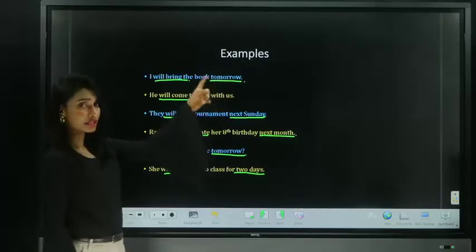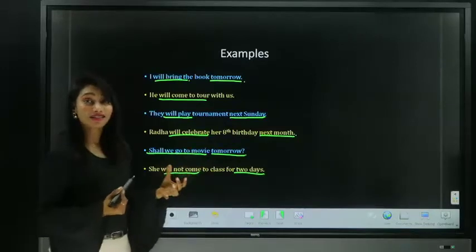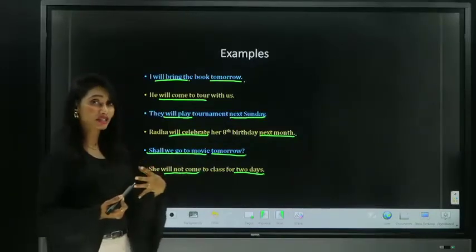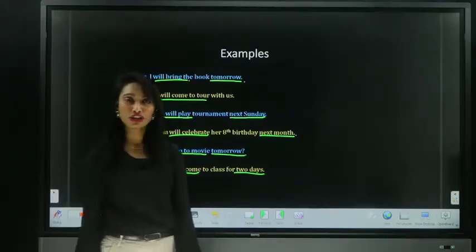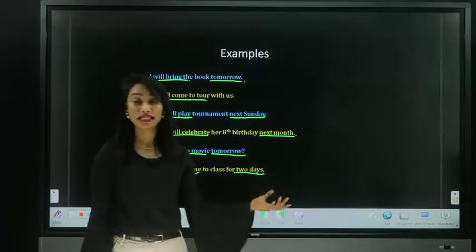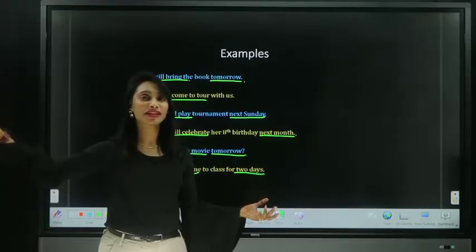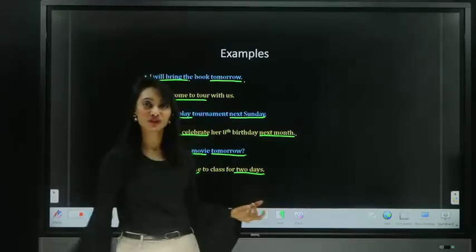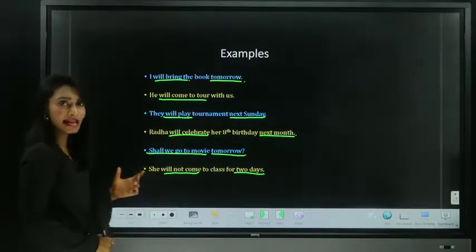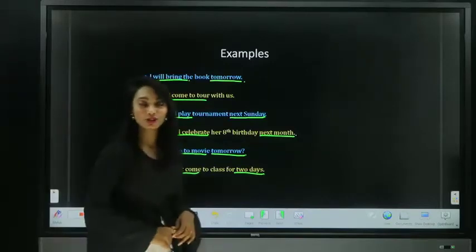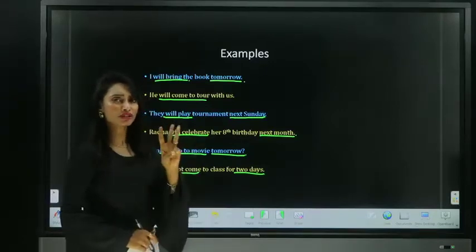Here, if you observe the time indicators: tomorrow, next Sunday, next month, 2 days. These are the time indicators which represent future actions. That means, remember, in simple future we use time indicators for future, just like in simple past we use time indicators for past. In simple future, we use time indicators for future actions or future events. That's about simple future formulae and examples. Now let us see the usage. What and when do we use simple future? There are three usages which I am bringing to you.